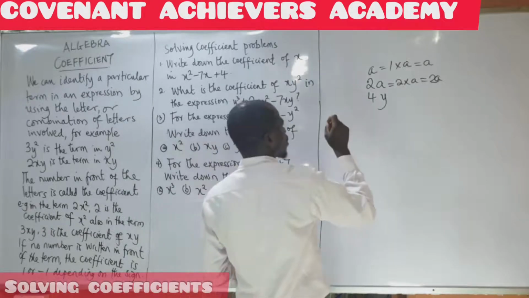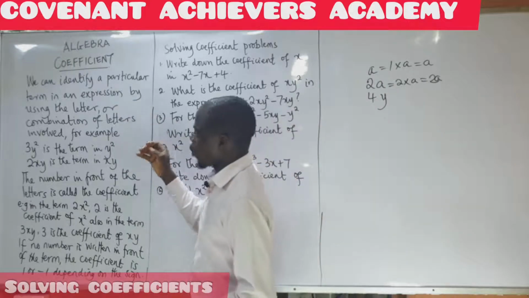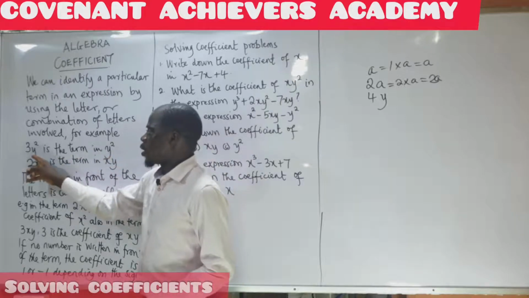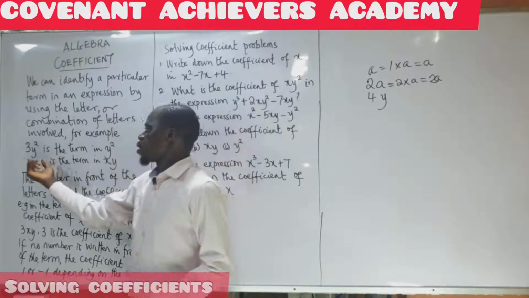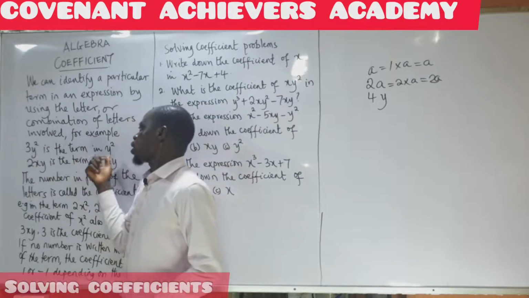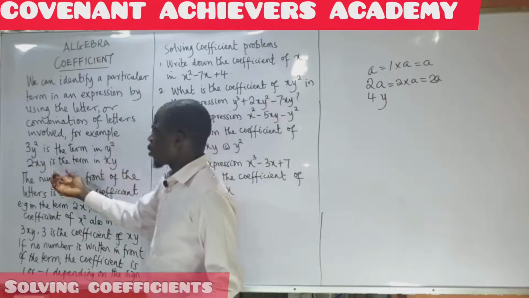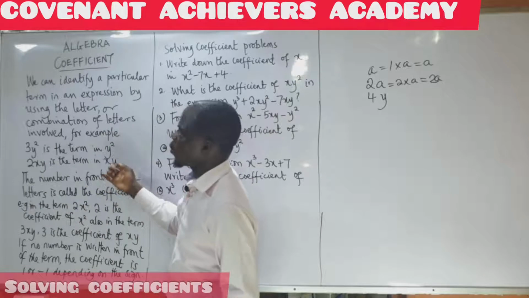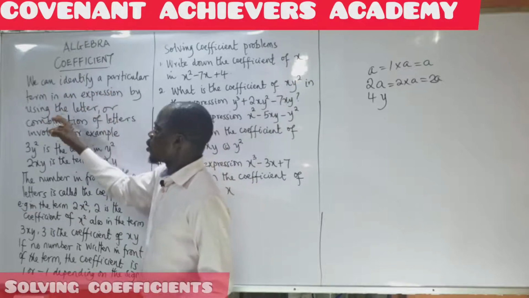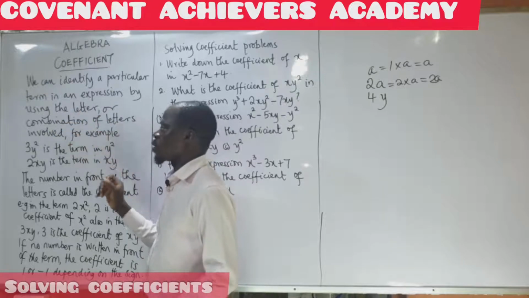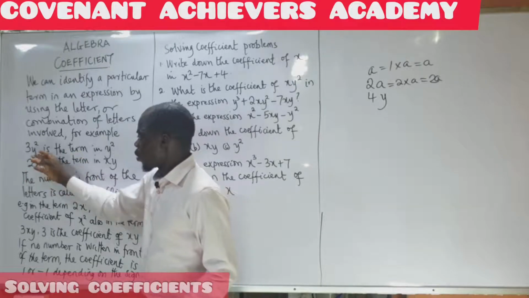Now, having said that, what do we want to talk about under coefficient? For instance, 3y squared is the term in y squared. That means this is a term and this term is in y squared. 2xy is the term in xy. That's why we say we can identify a particular term in an expression by using the letter or combination of letters. When you use the letter or combination of letters, then you are talking about a term.